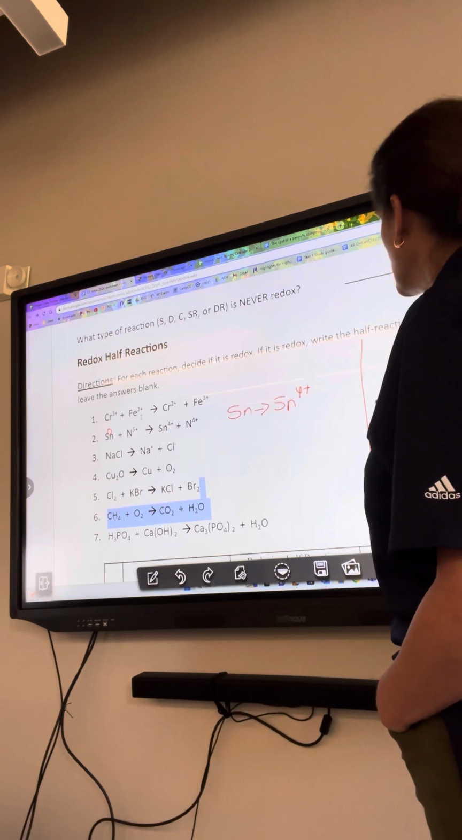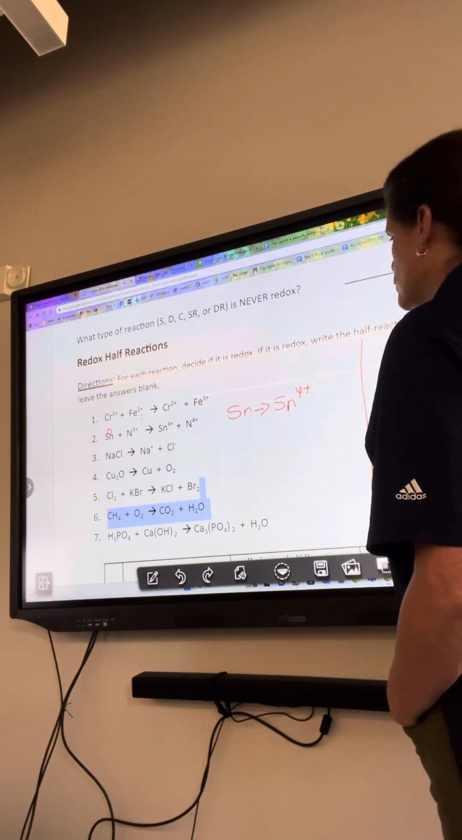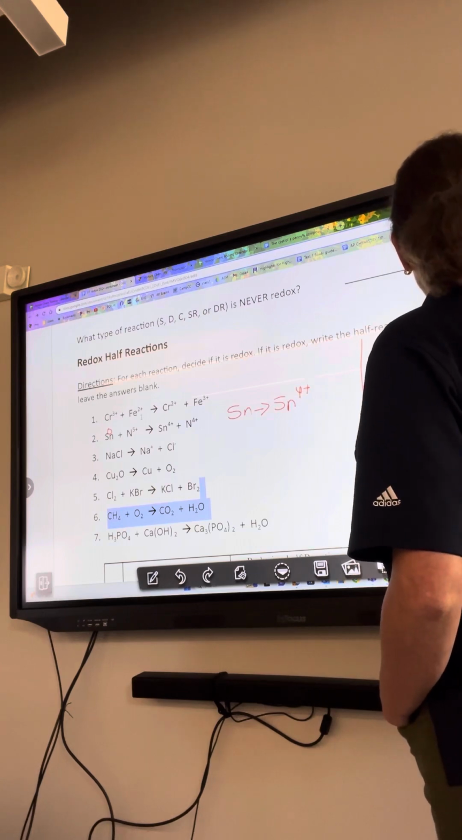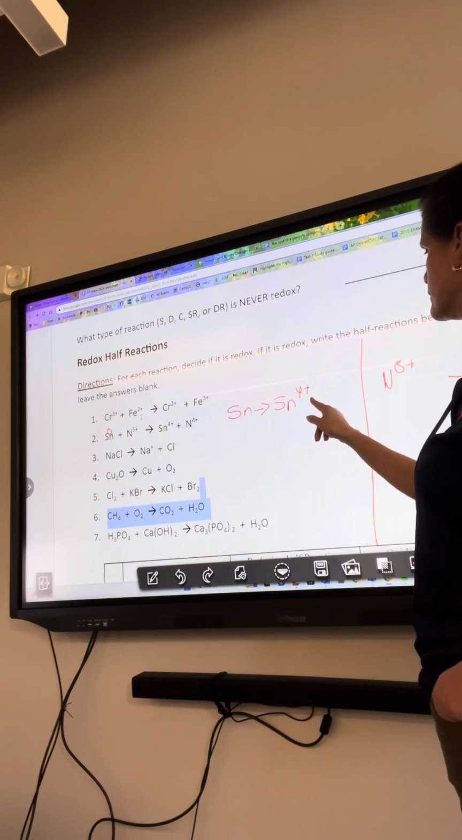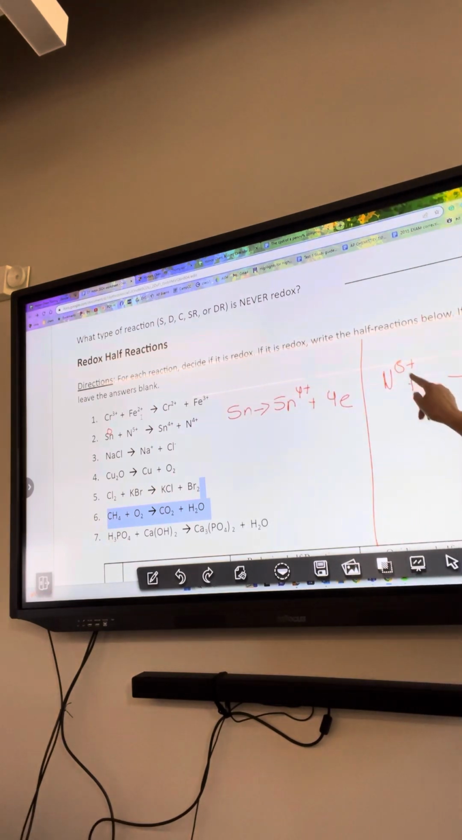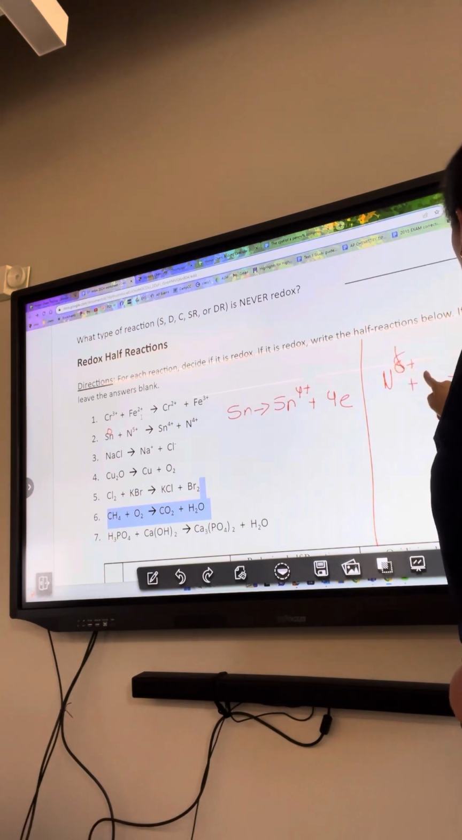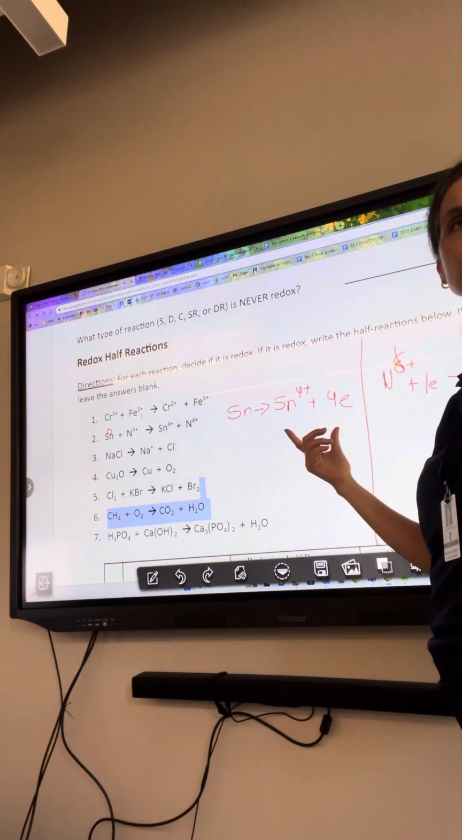And then the nitrogen went from +5 to +4. That got reduced. How many electrons? How many electrons? So what do I do here to make sure that I gain and lose the same amount?